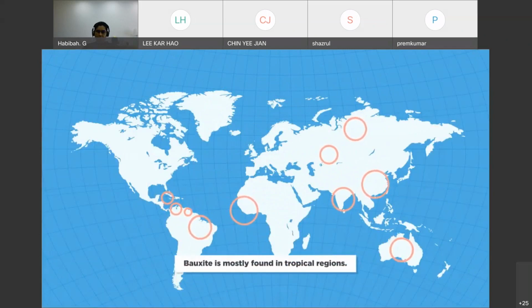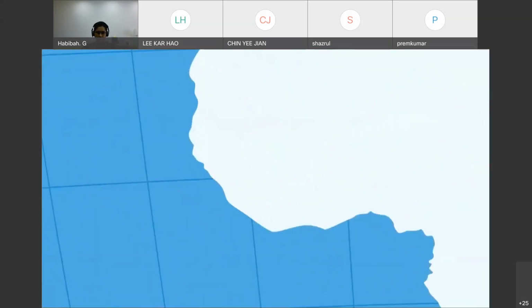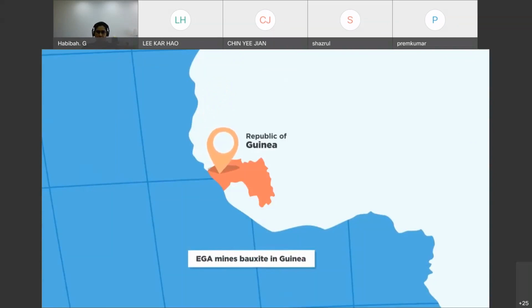So this tells how aluminum is extracted.